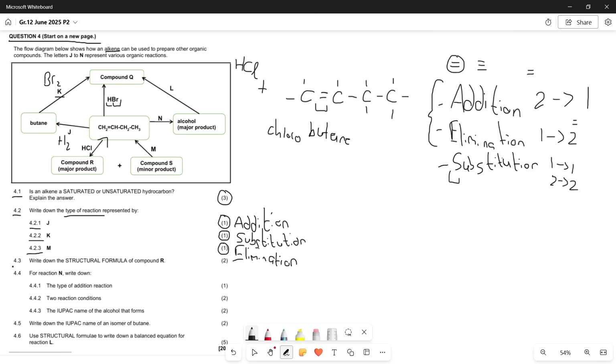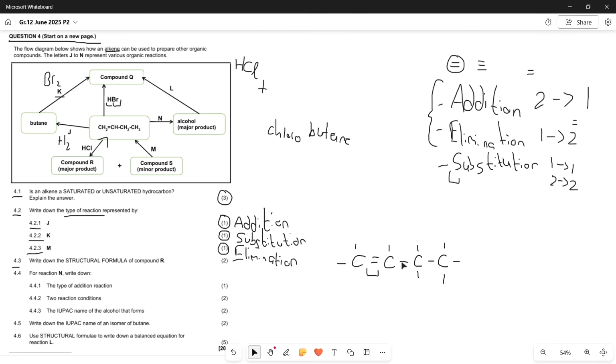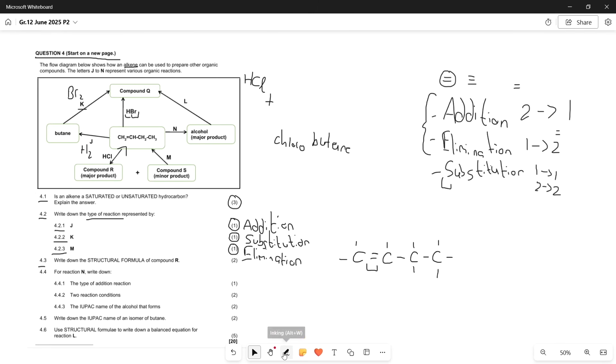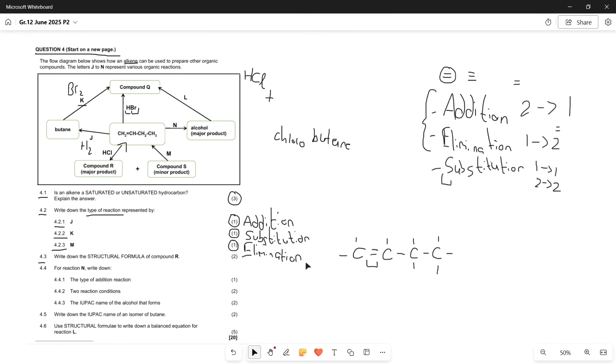Okay, cool. And then 4.3 over here says write down the structural formula of compound R. So compound R, as we were talking about, is the major product that we were referring to in our previous explanation. Okay, so once again, we'll just do it quickly. We were dealing with our alkene over here, but then as we were talking about, the fact that we are adding an HCl means this double bond has to break, and we now have to add the H over here and the Cl over here on the second. Okay, and we don't add the Cl on the 1 because that is far less common.